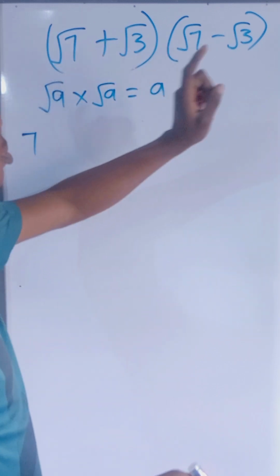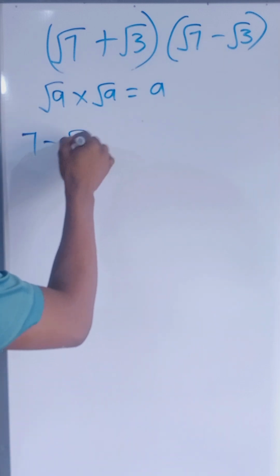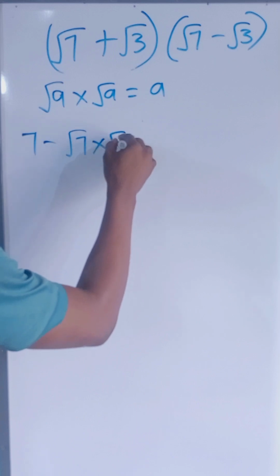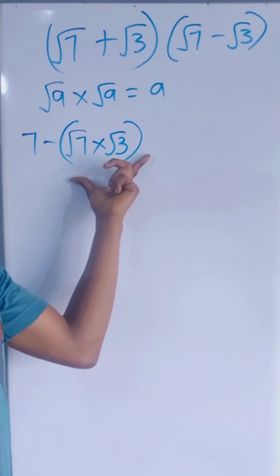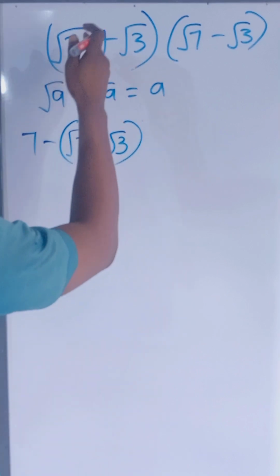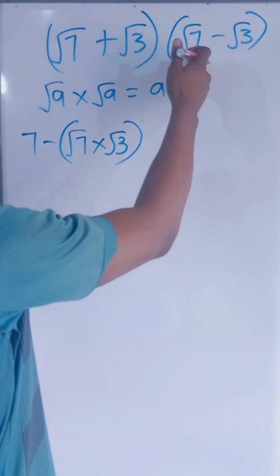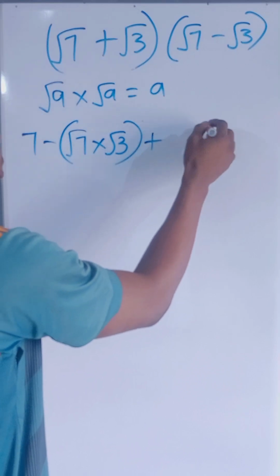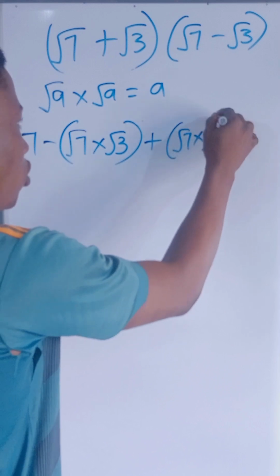Square root of 7 multiplied by the negative square root of 3 is going to give you minus square root of 7 multiplied by square root of 3. We are assuming this is a whole entity on its own. And also you pick the second one now. Square root of 3, which is positive here, multiplied by square root of 7 is going to give you plus square root of 7 multiplied by square root of 3.